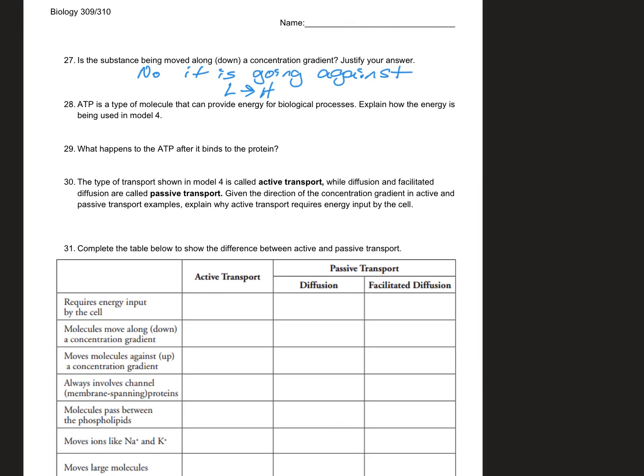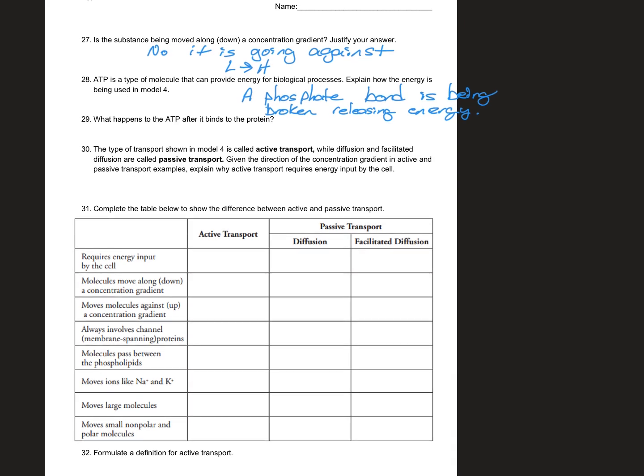ATP is a type of molecule that can provide energy for biological systems. Explain how the energy is being used in Model 4. A phosphate bond is being broken, releasing energy. What happens to ATP as it binds to the protein? It loses a phosphate and energy. So it becomes less energetic.